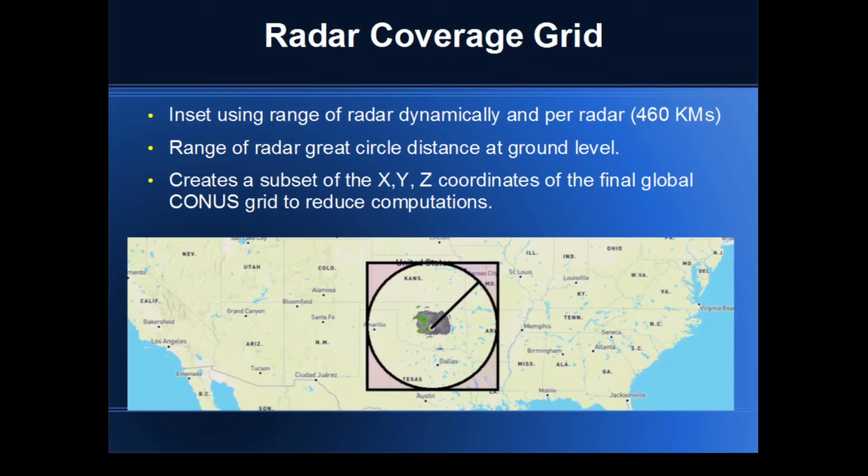Here I'm showing a 460 kilometer circle around the Oklahoma KTLX radar. This cookie cutting reduces the computation time and cache sizes for that radar. However, we keep the box coordinates based upon the larger global coverage grid. You can think of it as a piece of graph paper where you have aligned and drawn a smaller box using the squares.